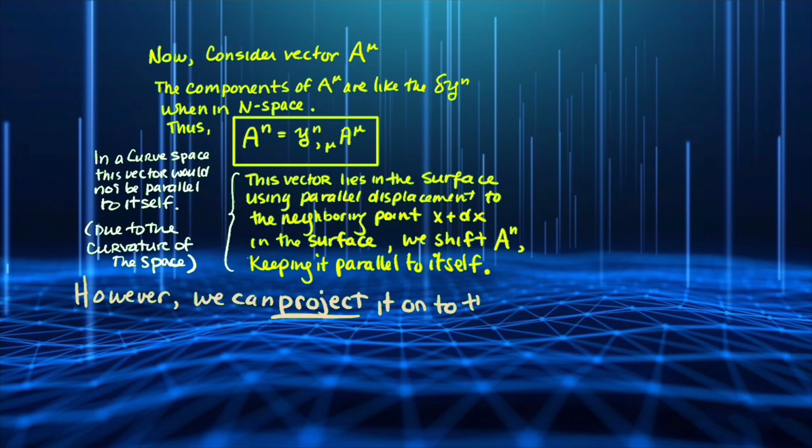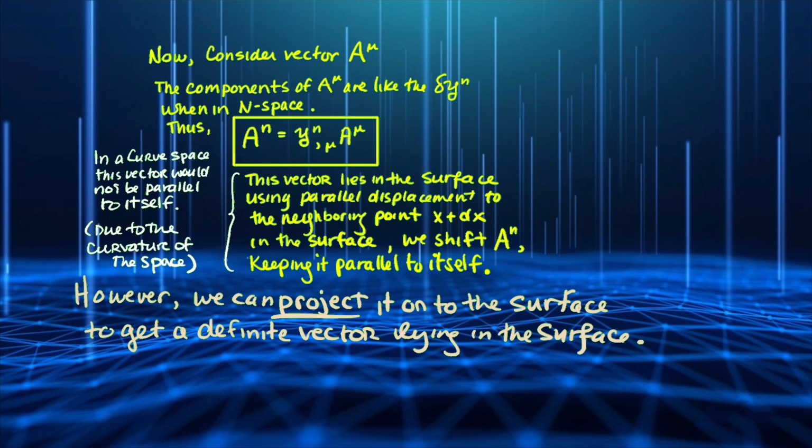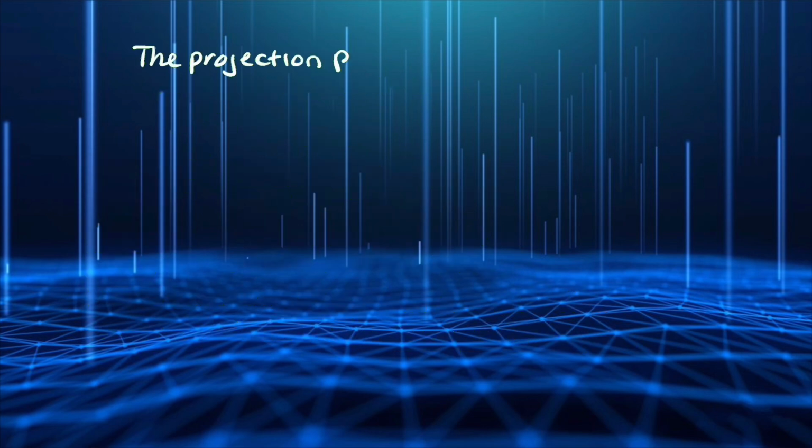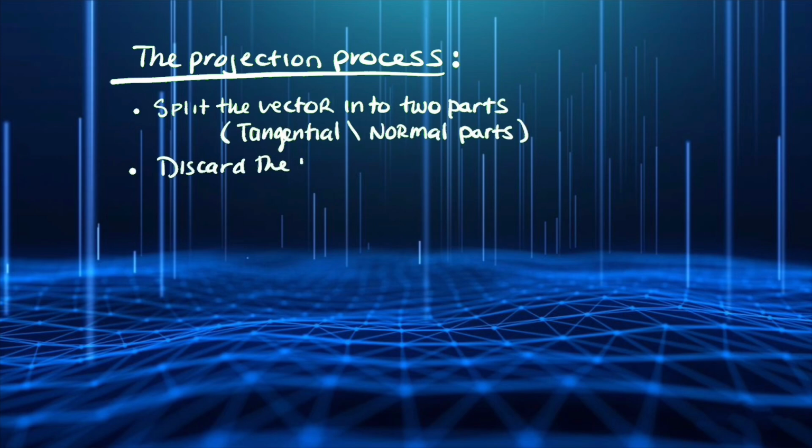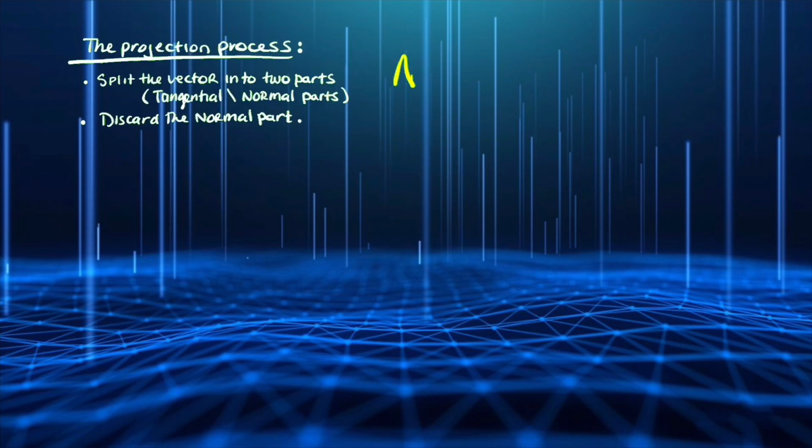So, what do we do about this? We can project this vector onto the surface to get a definite vector actually lying in the surface. So this projection process is as follows. You take the vector and you split it into two parts, its tangential part and its normal part. And then we discard the normal part.